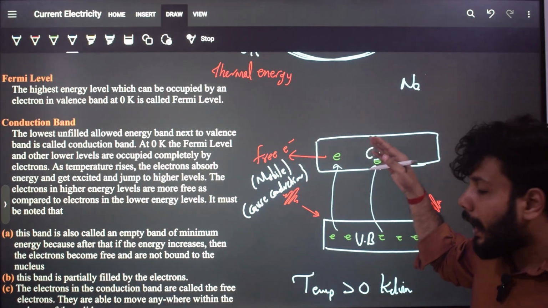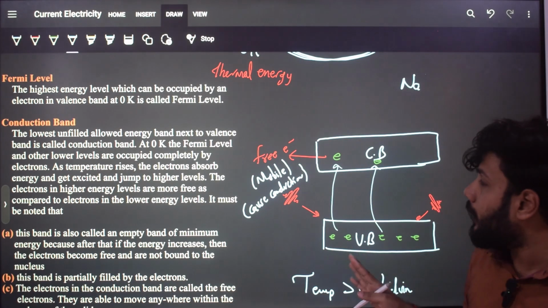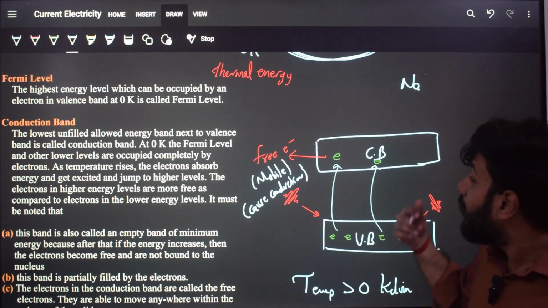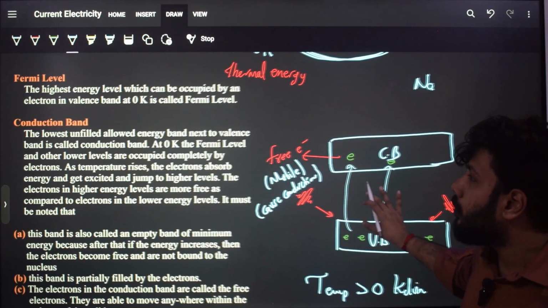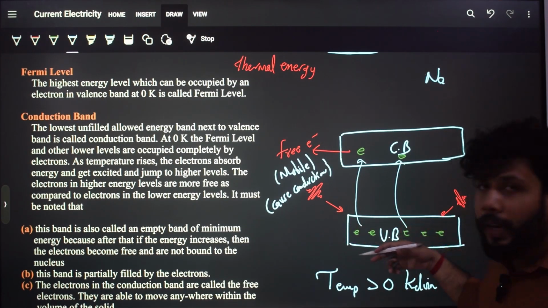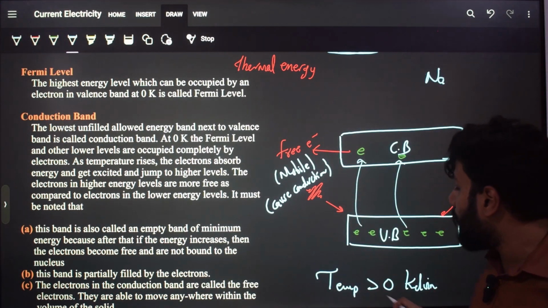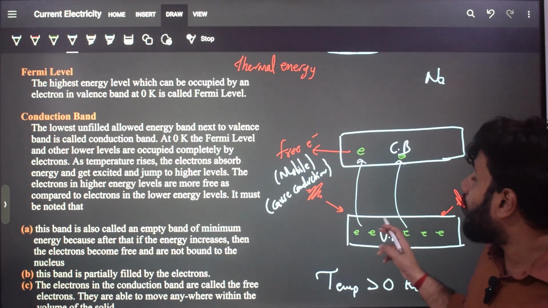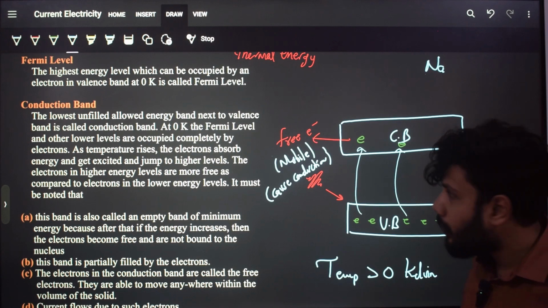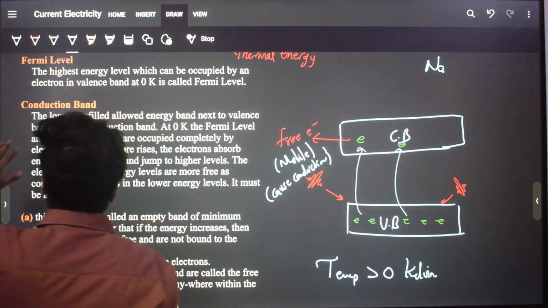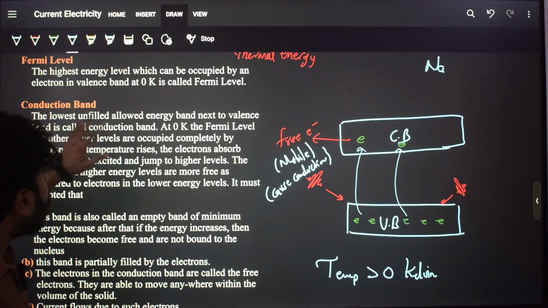So an electron in any energy band, valence band or lower than that, will not cause any conduction. The only electron which is in the conduction band can cause conduction or conductivity. That's why the name is conduction band. And remember, to jump an electron from valence to conduction band, you need some energy. That is not possible at 0 Kelvin, which means at 0 Kelvin there will be no electron in the conduction band. Got it? So the lowest unfilled allowed energy band next to the valence band is called the conduction band.